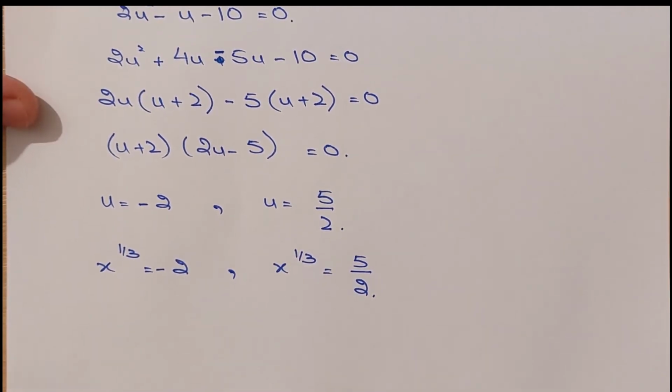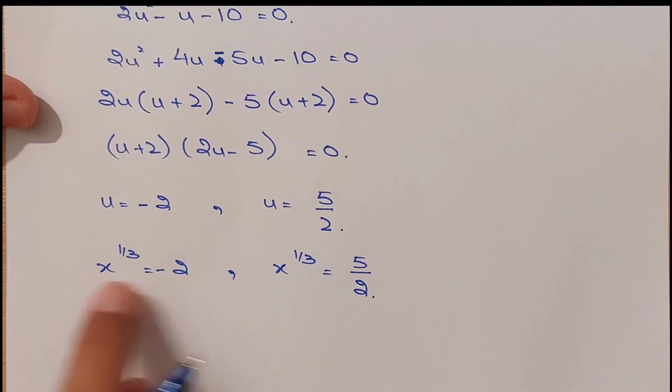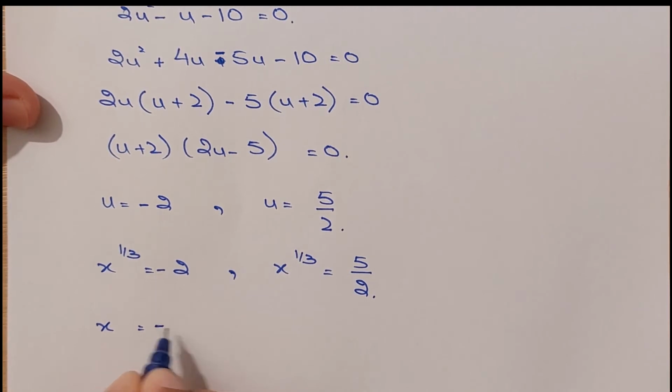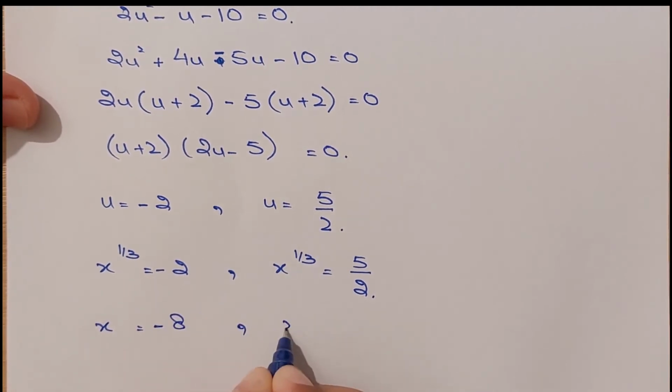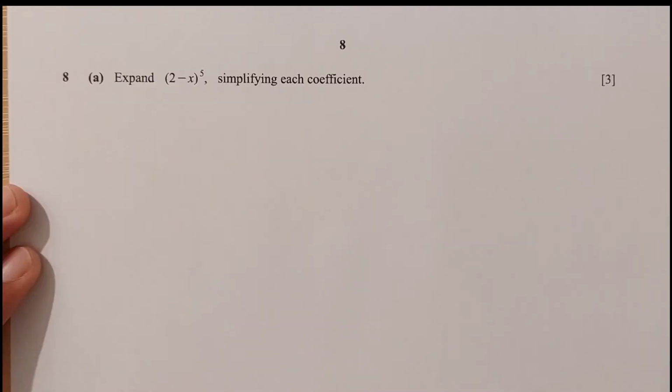And to solve the value for x, we have to do cubes on both sides. We have a power 3 on both sides. We have x here, and minus 2 power 3 is minus 8. And here we have x, and 5 power 3 is 125 and 2 power 3 is again 8. So the two values of x are minus 8 and 125 by 8.